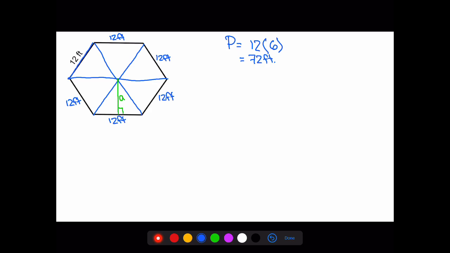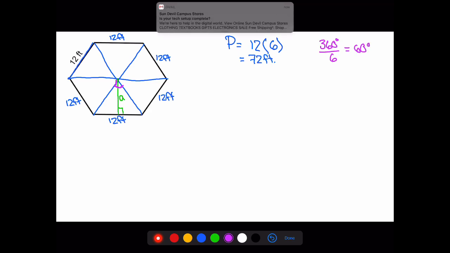Next, let's go ahead and find that angle measure. So we're going to go ahead and find the purple angle measure so we can cut it in half and find this tiny angle measure. So again, we have 6 sides, so this is very similar to the one that we just did, 6 sides. So 360, the degrees in a circle, divided by 6 will give us 60 degrees.